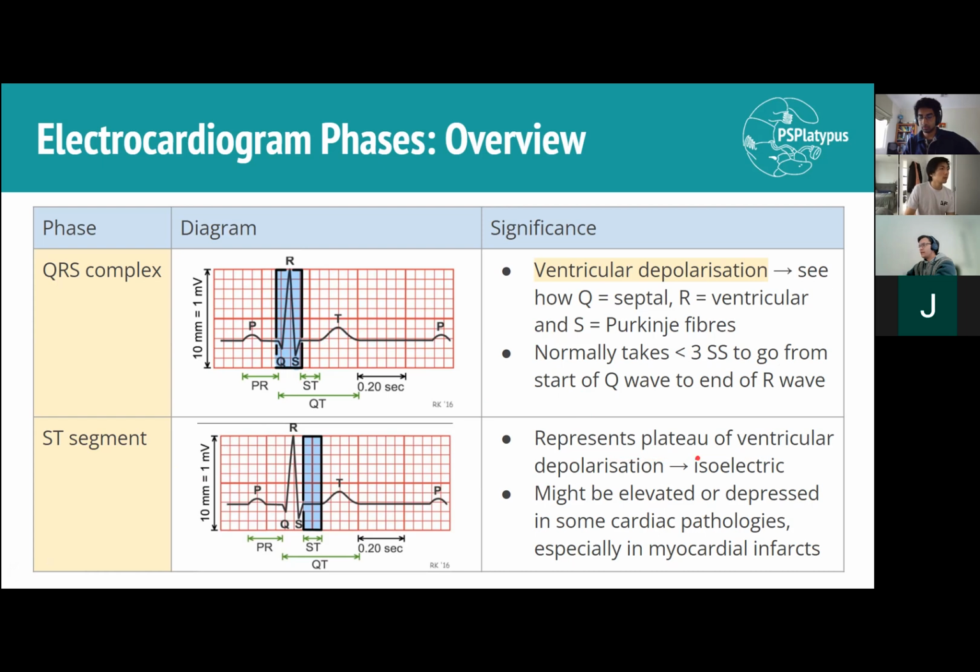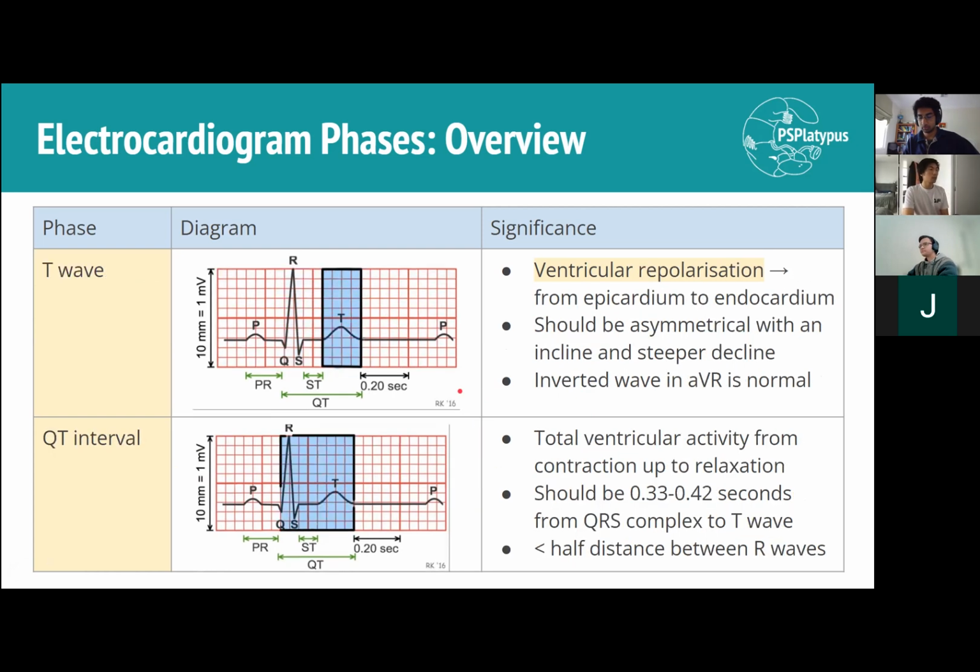It should be isoelectric. In other words, it should be straight like this, and if you imagine the start bit here, which was at around a relative 0, it should be around that position again. So the ST segment, if it's elevated or depressed, and it can be depressed as well, it can indicate potential myocardial infarct, which we'll get to later.